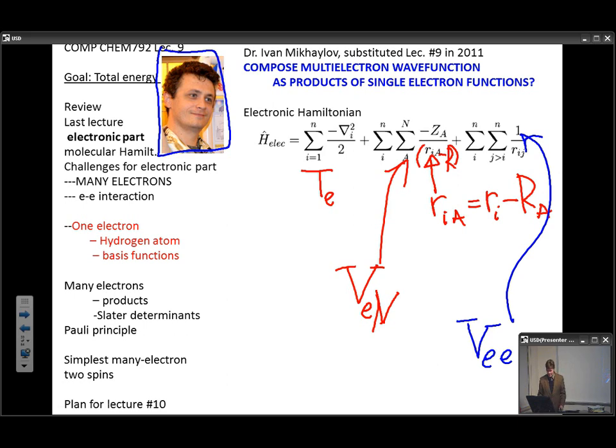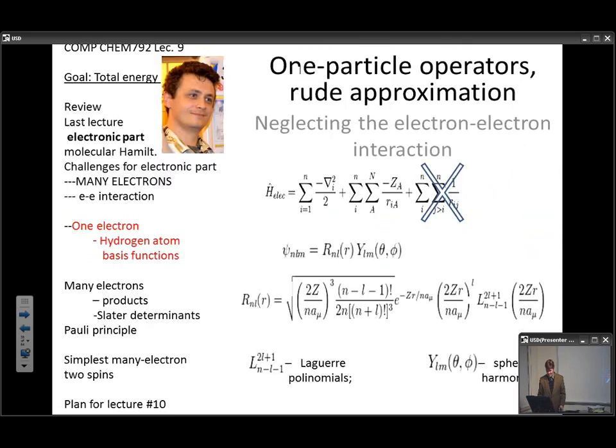Now, the approximation. It is the same equation, and the next step is, for a short time, temporarily, one can assume that electrons do not interact with each other. And this is a very strong approximation. It is not practical. It is only methodological. And therefore, Dr. Mikhailov used the word rude. It means very approximate.